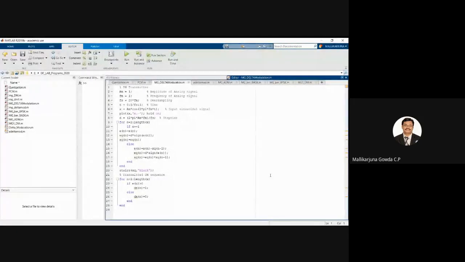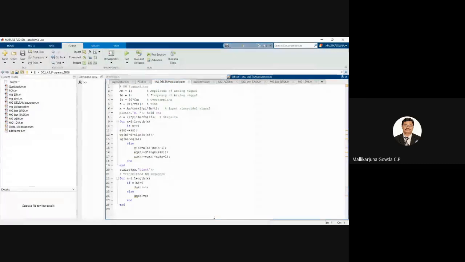Yeah, I hope my screen is visible now. This MATLAB code. Yes, sir.